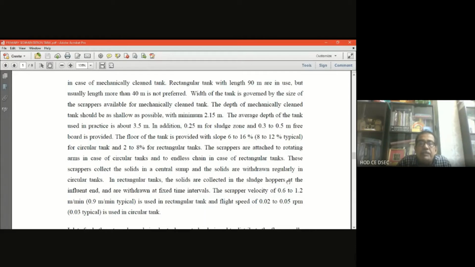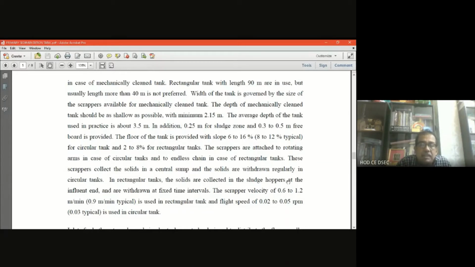The slope of the tank is 6 to 16% in case of circular, and in case of rectangular it is 2 to 8%. Mainly, the scrapers are attached to rotating arms in case of circular tanks, for scraping all the sludge into the bottom portion. That is, the hopper is placed at the bottom.